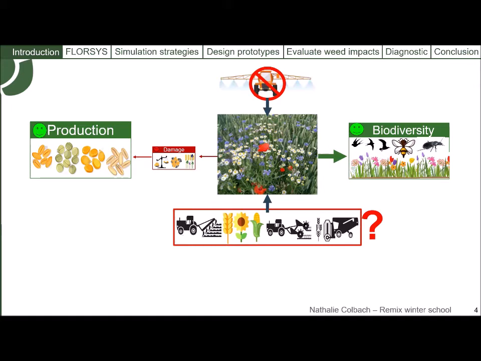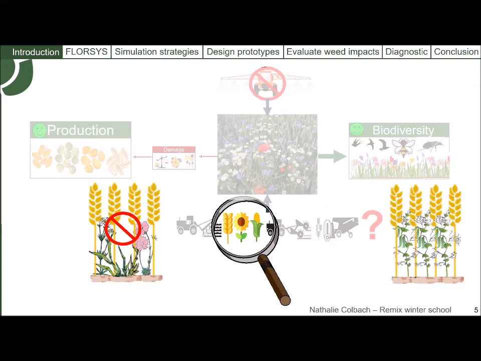Intercropping is a main lever in these new cropping systems, because when you combine different cropping species, you leave fewer niches, fewer resources available for the weeds.